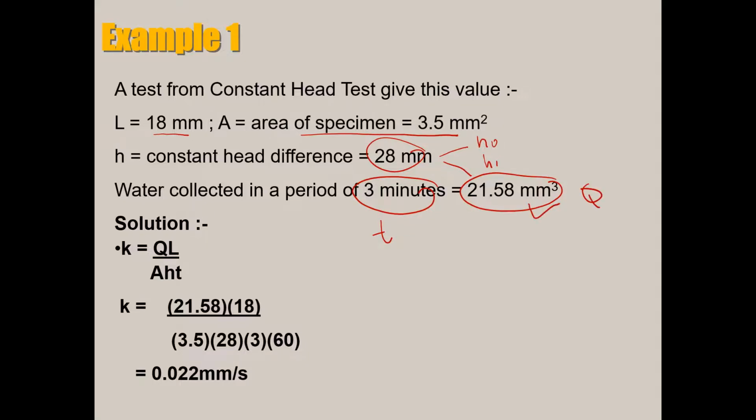Remember, this is the equation for the constant head test. So you have all the values. You have Q, you also have L, you also have A, which is already calculated. H is also given, and t is also given. So put everything in here and you get the K value.